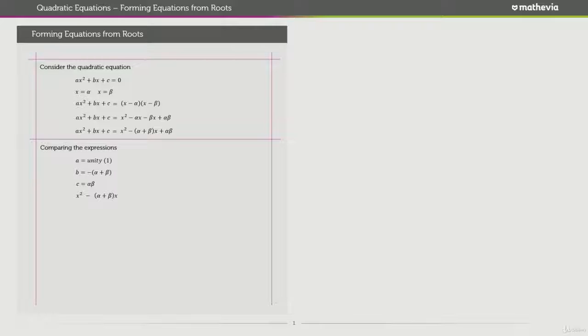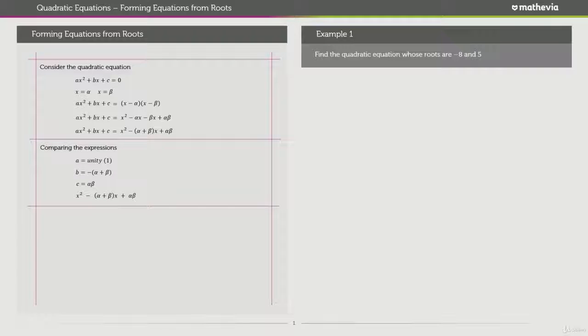So basically you have x squared minus (alpha plus beta)x plus alpha beta, and this is what we would be applying. If you're given the roots of a quadratic equation and you're looking to form the quadratic equation from the roots, you use this formula. You have x squared minus the sum of the roots, x, plus the product of the roots, and we just go ahead and solve a few examples.